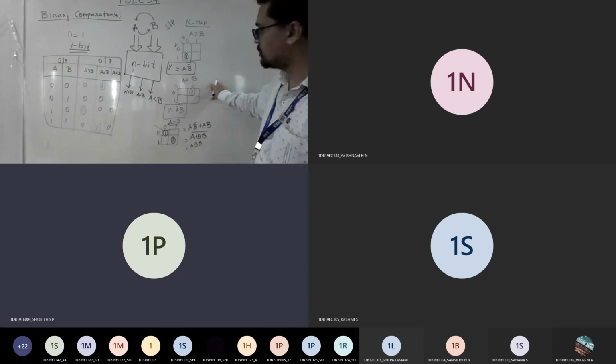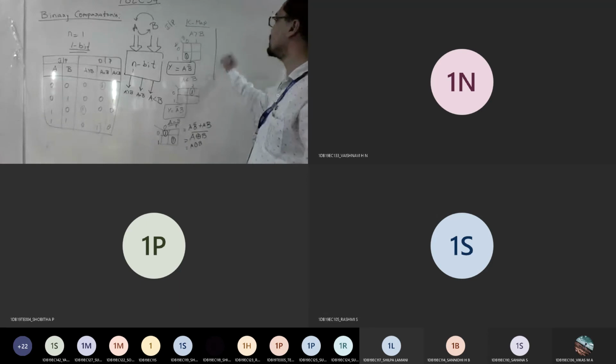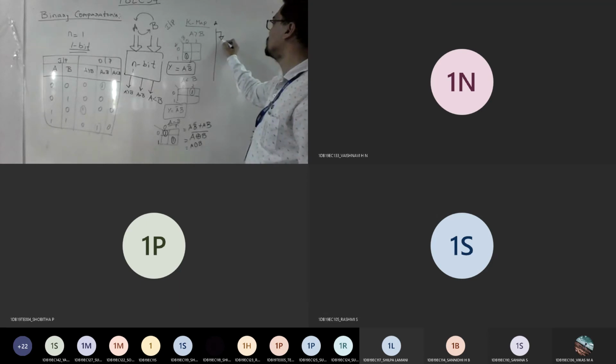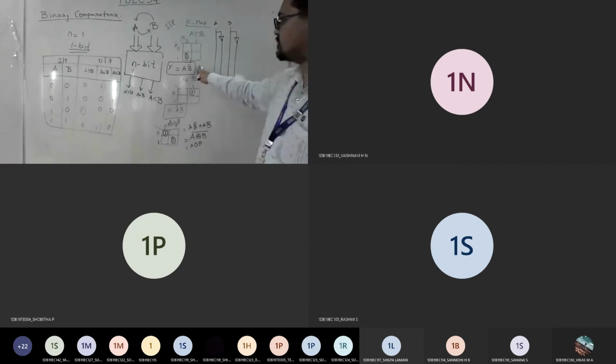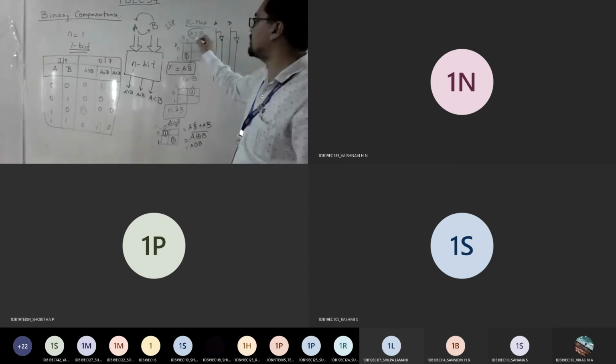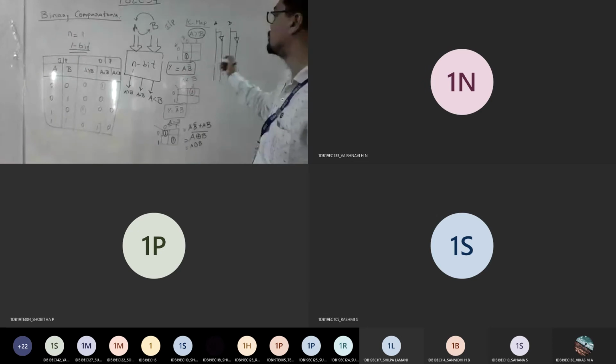So you want A bar and B bar. Connect A as an input here, and for this, connect the complement, A bar. Similarly B bar. So A and B. For the first combination, A greater than B, which gate? A into B bar. So which gate should I connect here?